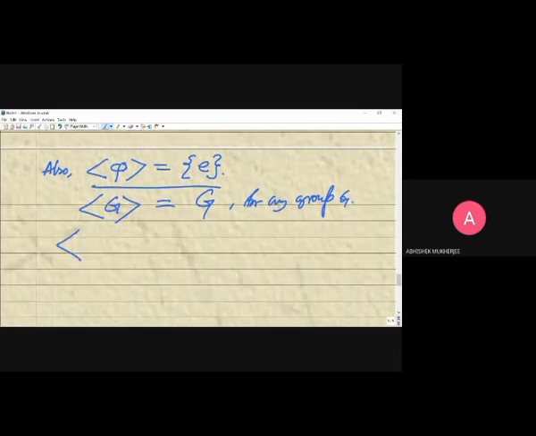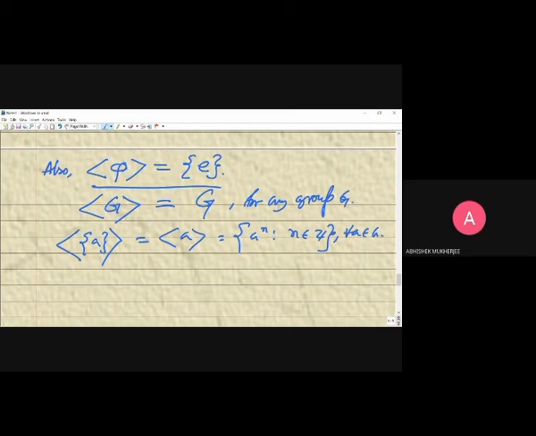Now let us move to the previous case of cyclic subgroups. Suppose A is a singleton set containing small a. Then it is actually the cyclic subgroup generated by small a. It is a to the power n, n belongs to Z, for all a belongs to G. For any a in G, if you take this singleton, then the smallest subgroup generated by this singleton will be the cyclic subgroup generated by small a.